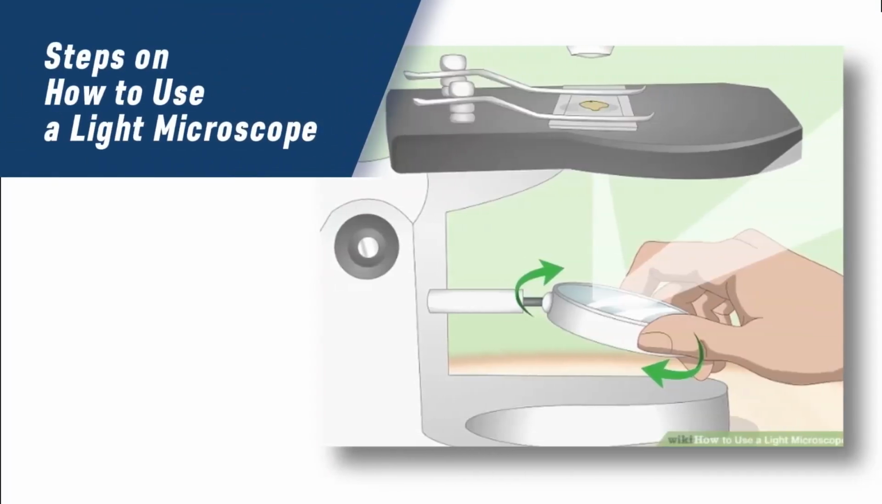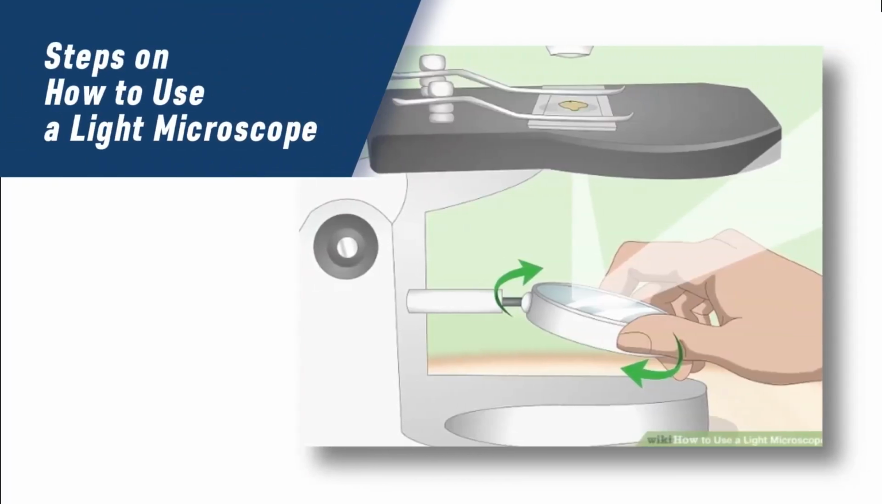Steps on how to use a light microscope. Connect the light microscope to a power source. The light source, typically a halogen lamp or an LED, emits light that passes through the condenser lens. The condenser lens focuses and directs the light onto the sample, illuminating it.